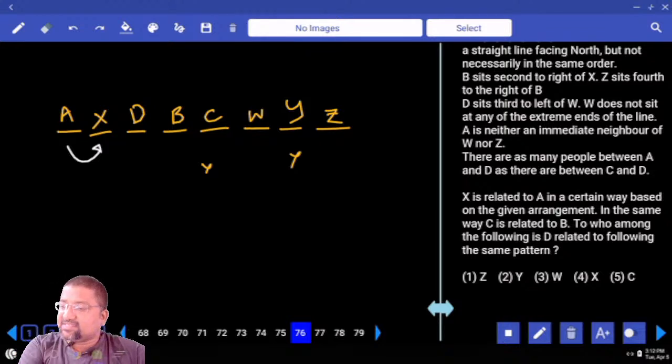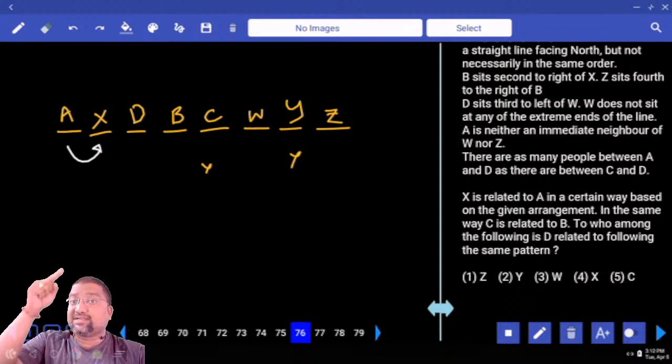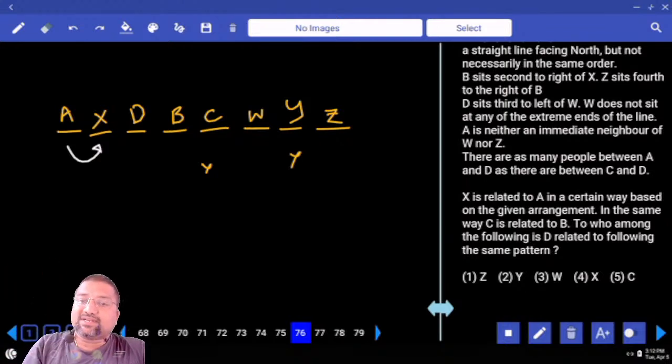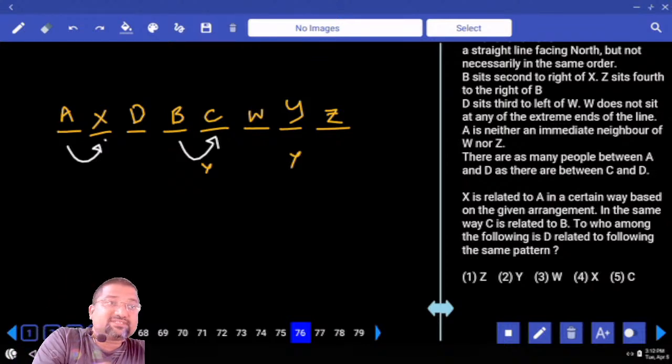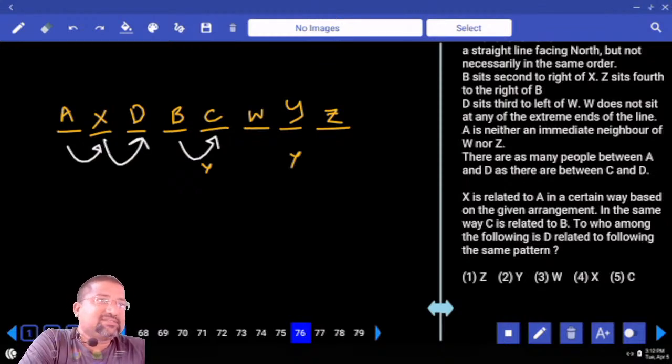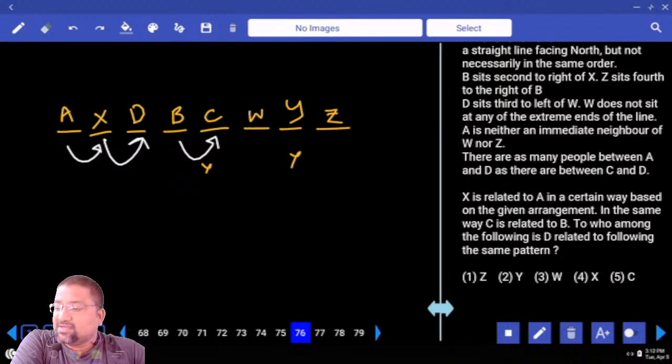In the given arrangement, in the same way, C is related to B. Look carefully. How is C related to B? Immediate right of B is C. To whom among the following is D related? D is related to X. Immediate right of X is D. Understood everyone? Yes or no? Next question.